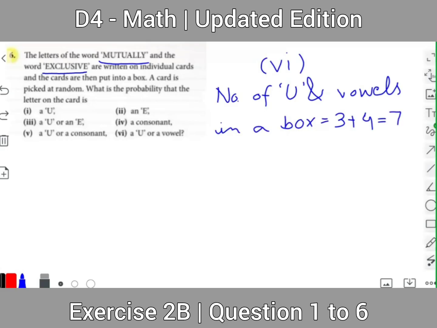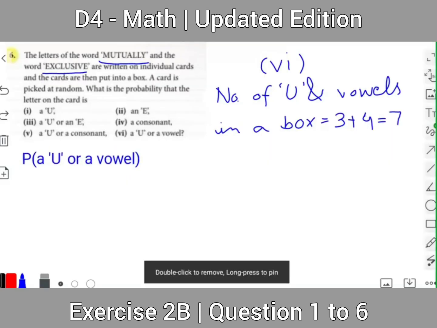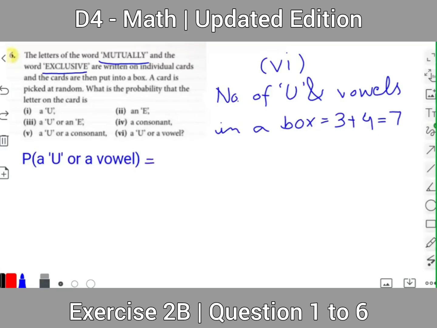Now the probability that the letter on the card is a U or a vowel will be equal to 7 over the total number of letters in the box, and that is 17. So the probability that a letter on a card is a U or a vowel is equal to 7 over 17.